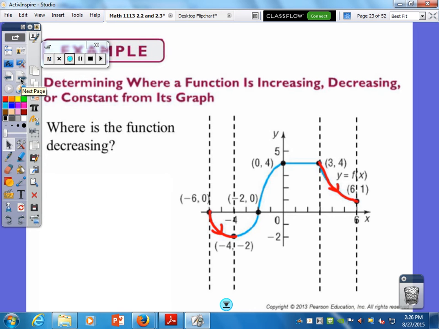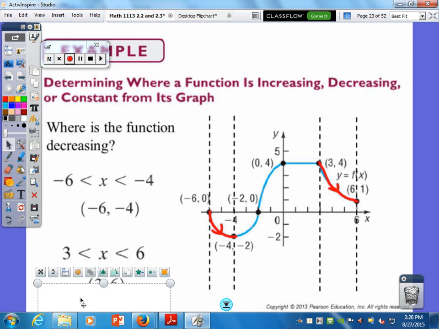-6 to -4 and 3 to 6. Now, if you notice the answers, there's no equal to's on these. Because at the beginning point and at the ending point of where something changes directions, right here at this -4, my graph is neither increasing nor decreasing. It's at a relative minimum. So it's neither increasing or decreasing, so we don't include those points with brackets.